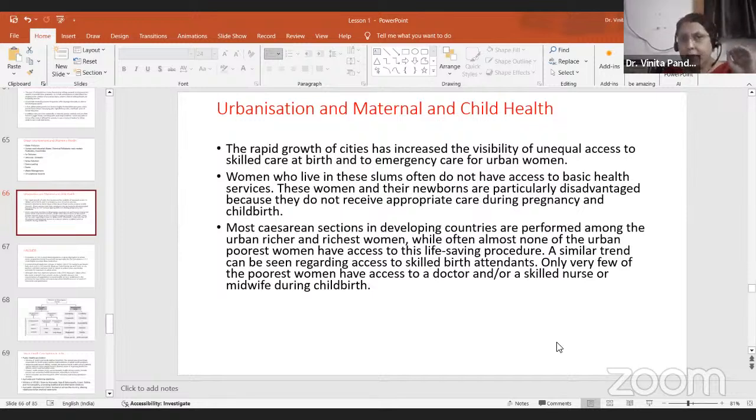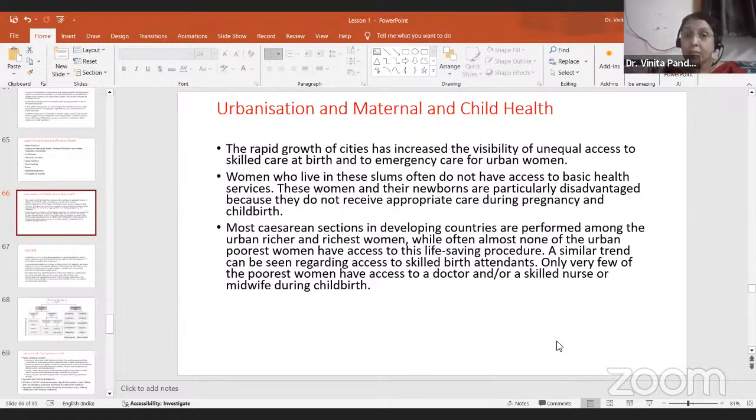Then, even in urban women, when unchecked rural to urban migration is taking place, the health infrastructure in urban areas also gets badly hit. And that is why skilled care at birth and emergency care for urban women is again a challenge. Women who live in slums.